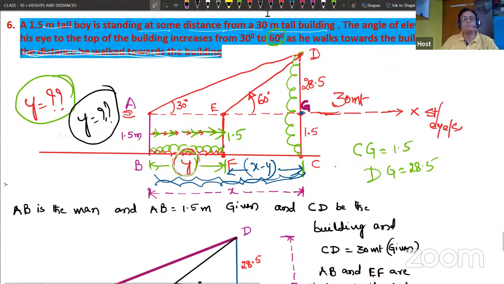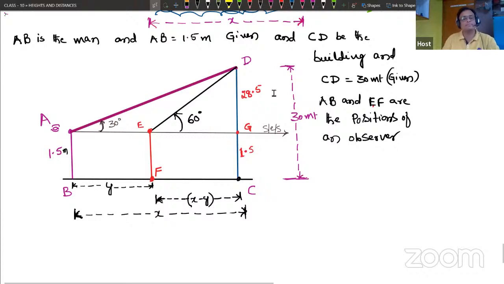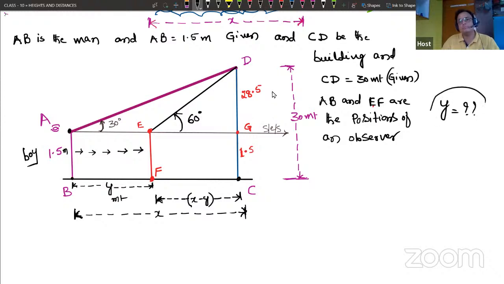Now the systematic diagram I've written here, my dear children, I hope you can understand this clearly. Look at it. Here I'll explain systematically. Say AB is the boy, 1.5 meters tall. Assume that he has walked towards the building. How much distance has he walked? Assume that it is Y meters he has moved. The total distance we have taken as X, and definitely the remaining is X minus Y. So ultimately in our question, we have to find out the Y value.